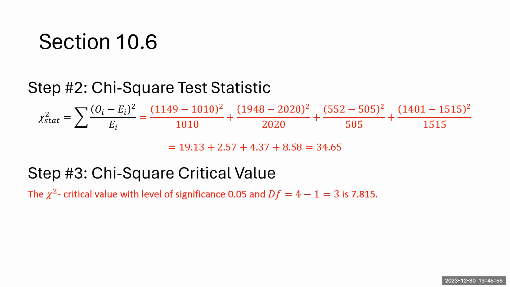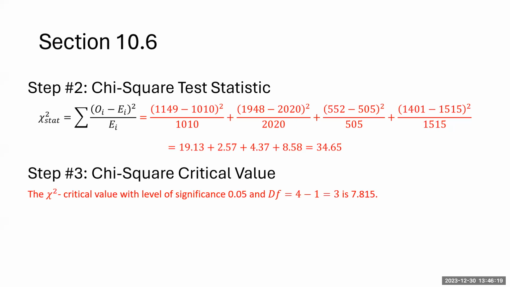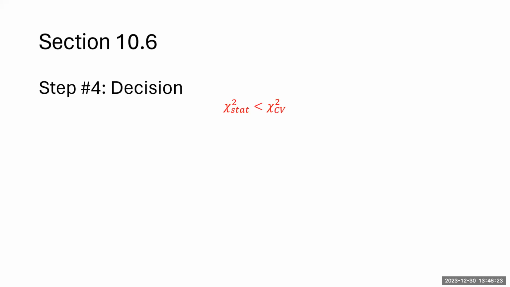Step 3 is our critical value. For this, we need the level of significance, which was provided as alpha is 0.05. And what is K? K is the number of categories we have. If you look back at the null hypothesis, there were 4 colors, so 4 is going to be K. And our degrees of freedom then is 4 minus 1, or 3. And the value off the chart is 7.815. You're welcome to verify that on the chart.